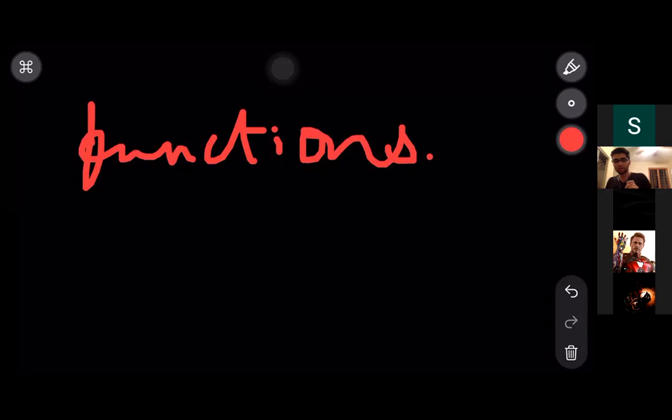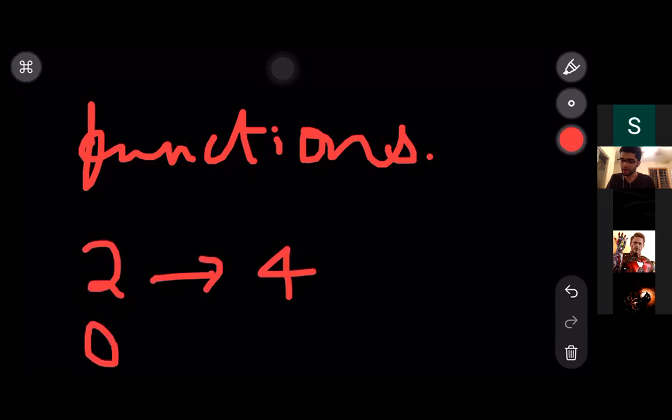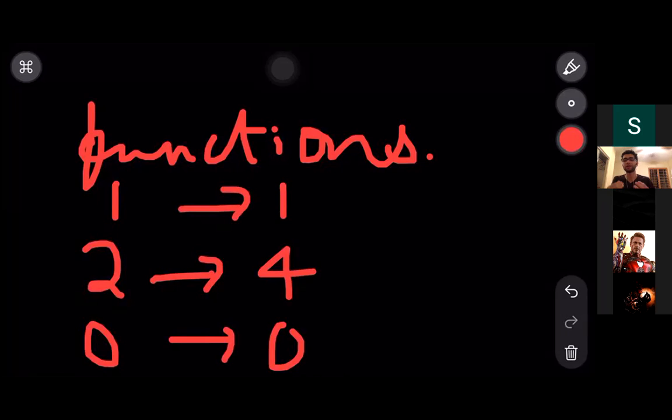Okay. So functions are defined by various rules. You can define what your machine should do, and based on what you define your machine to do, whatever input you give to the machine, it will give you an output. For example, a simple machine you can say is whatever number you enter into the machine, it will square the number. Okay. So if I enter 2 into the machine, I will get 4. If I enter 0, I'll get 0. If I enter 1, I'll get 1. So it's a simple function which will just square whatever you give to the function.